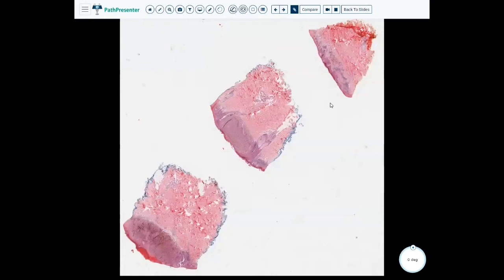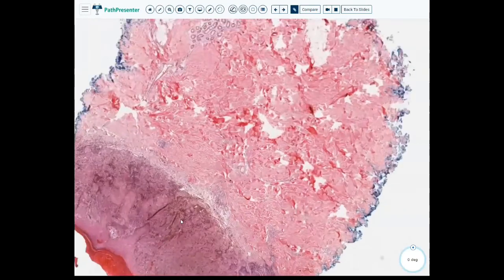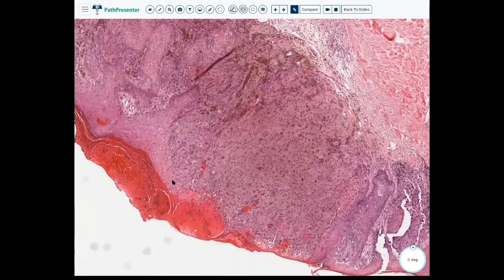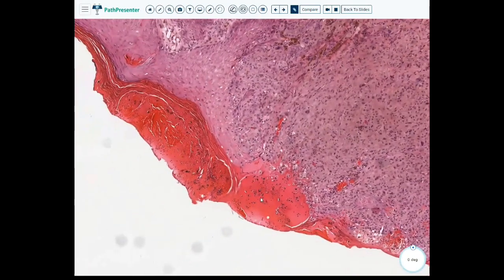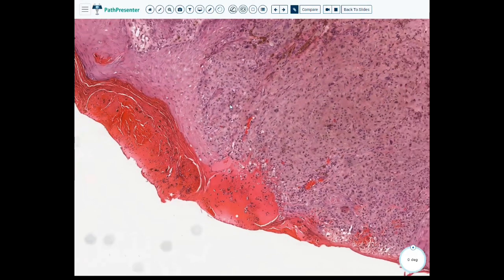Case 15. So it looks like all three pieces maybe have something. So let's just start at the, that one looks easier. So let's maybe start down here where it's like, what's going on? Okay. So again, we have serum crusting here. Maybe this is ulcerated too.